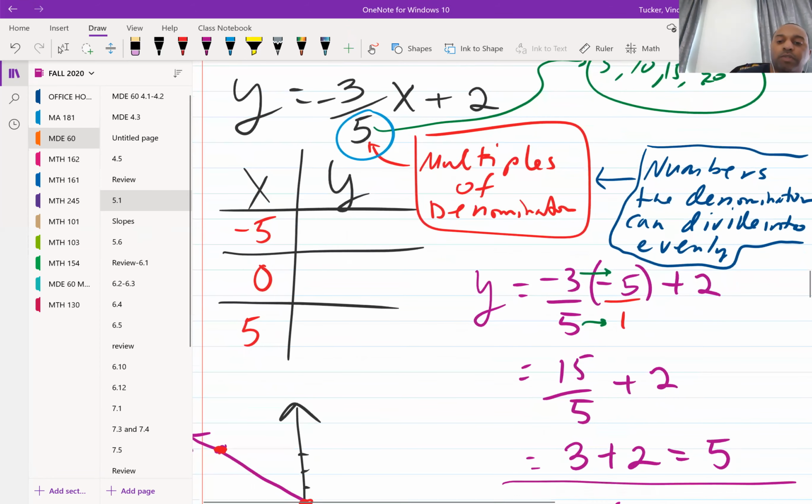Right? So if you look at the first one, if we plug in negative 5, and you see that negative 5 is negative 5 over 1, you can just multiply across, and that'll be 15 over 5. 15 divided by 5 will be 3. 3 plus 2 is 5. So when x is negative 5, y is 5.